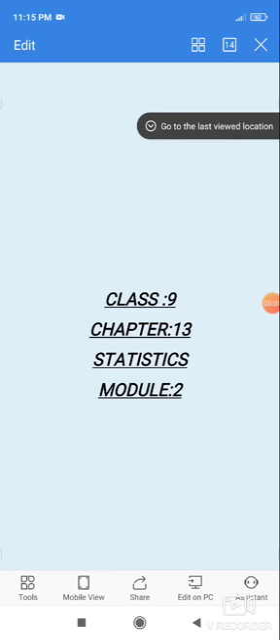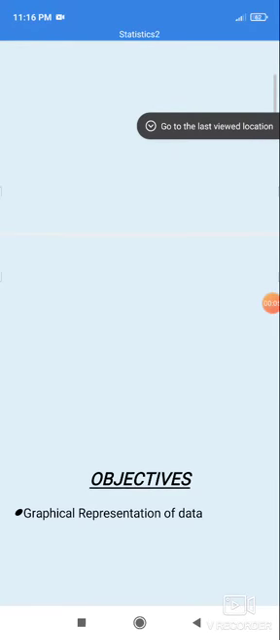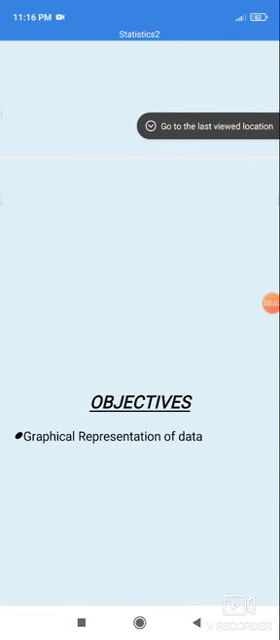Class 9, Chapter 13, Statistics, Module 2. Objectives. In this module, you will learn about graphical representation of data.